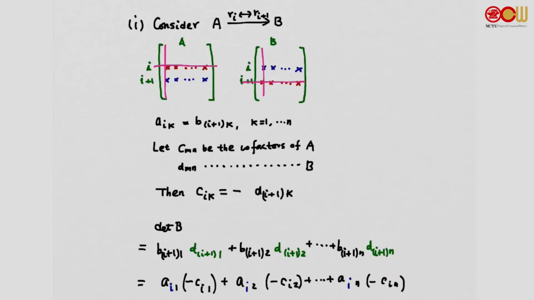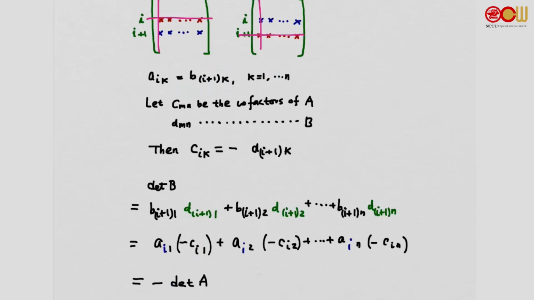For each cofactor D here, we can replace it by minus C_i1, minus C_i2, minus C_in. And for each B, this element B_(i+1)1 is the same as A_i1, A_i2, all the way to A_in. And we see what this is, right? This is exactly the same as the determinant of A if we do cofactor expansion along the ith row, but then there's this extra minus sign. So we get minus determinant A.